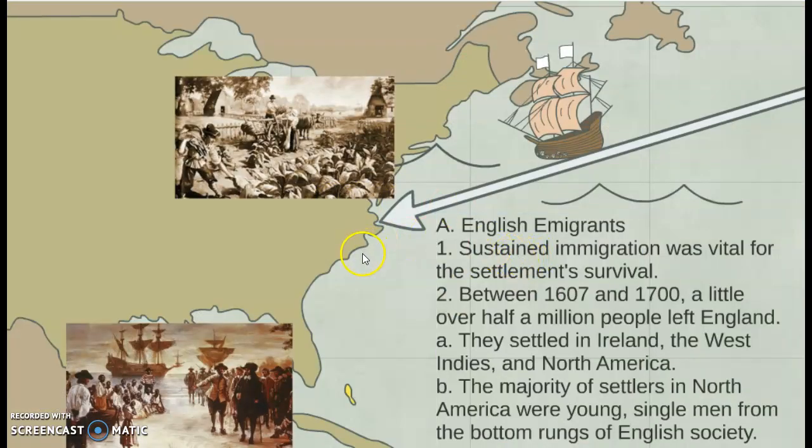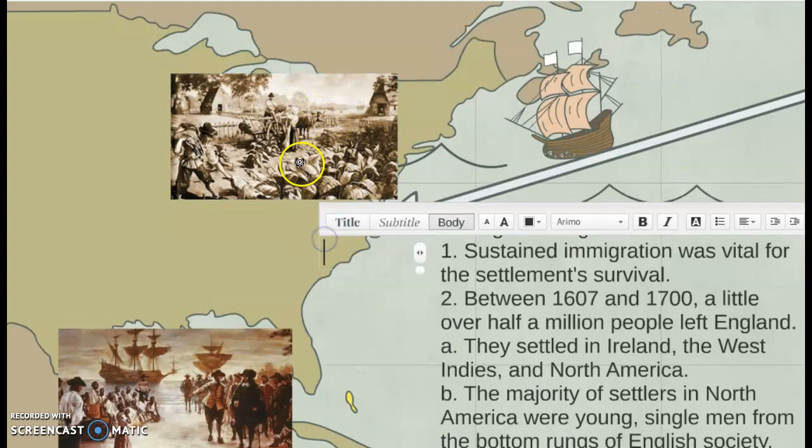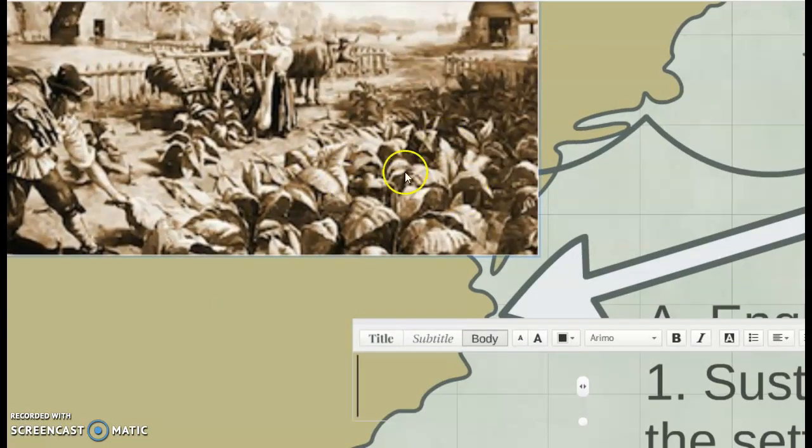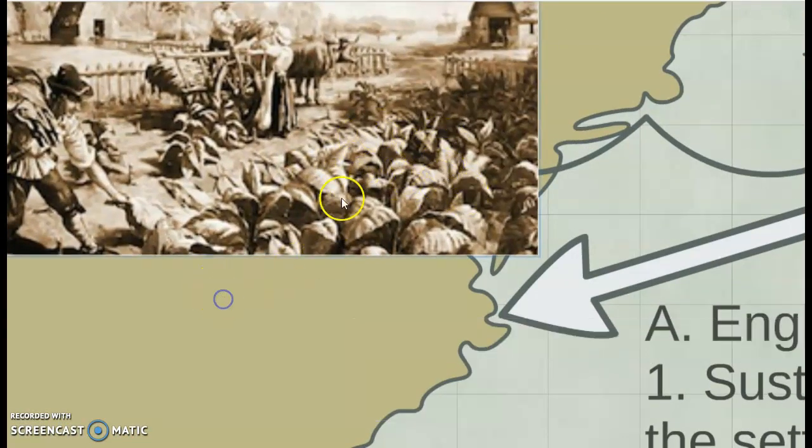So sustained immigration was vital for the settlement of these new colonies. Between 1607 and 1700, a little over 500,000 people left England. They settled in Ireland, the West Indies, down here, and in North America, mostly around the Chesapeake Bay here. The majority of the settlers in North America were young, single men from the bottom rungs of society. If they could pay for their trip, they could establish themselves on some land and grow the most important, most profitable crop, being tobacco.